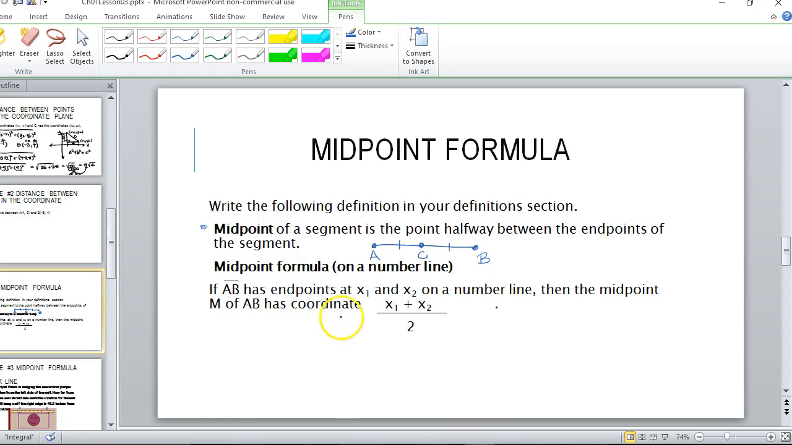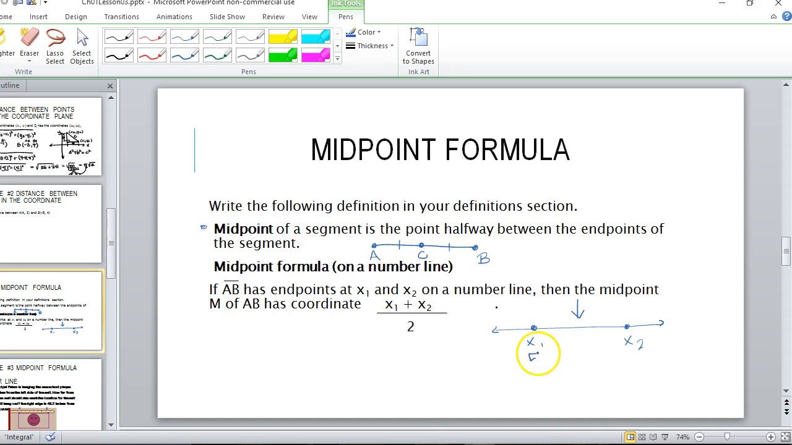All right, midpoint formula in the number line says if segment AB has endpoints x1 and x2, remember those just mean the first x coordinate that I see and the second x coordinate that I see. Doesn't matter what order they're in. If I want a point that's right in the middle, I'm going to find their average, which means I am going to add those two coordinates together and divide by 2.